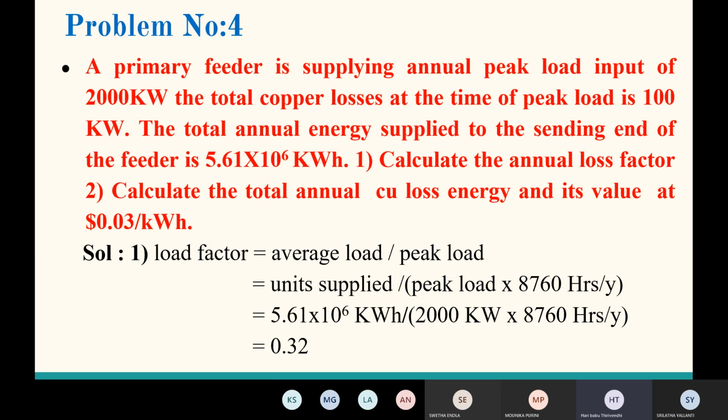Write down FLD, I mean load factor, equal to number of units supplied per year divided by maximum demand multiplied by 8760. Therefore, 5.61 into 10 power 6 divided by 2000 into 8760.